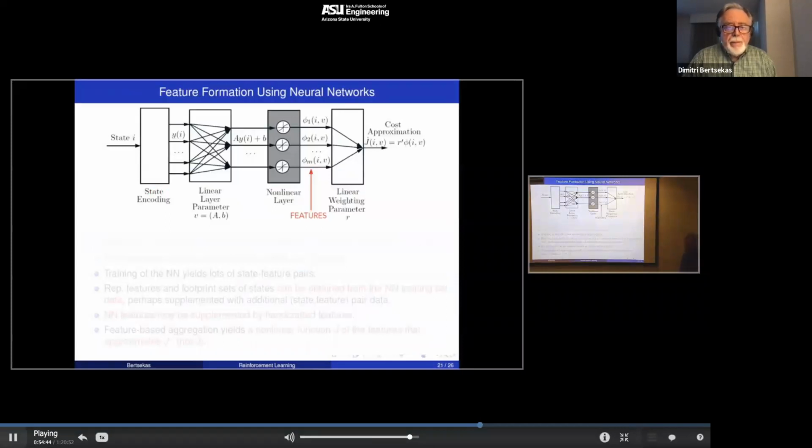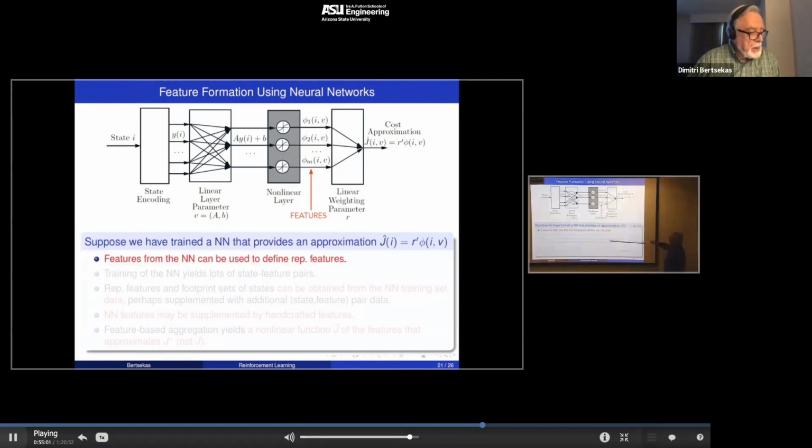Okay, so let me get into the possibility of using neural networks. And this is the big thing about neural networks. Out there at the output, it produces features, and it produces some kind of a cost approximation by linear combination of these features.